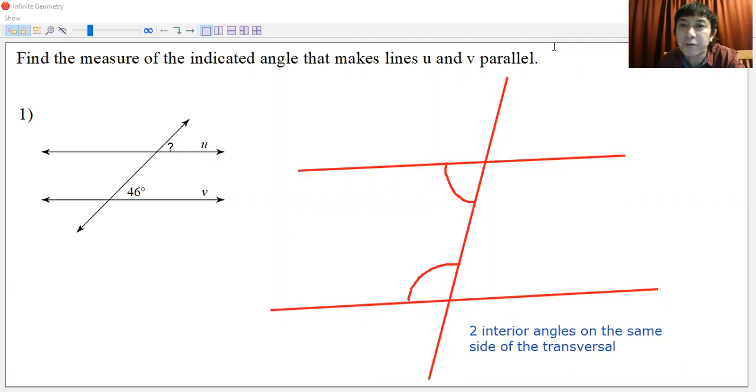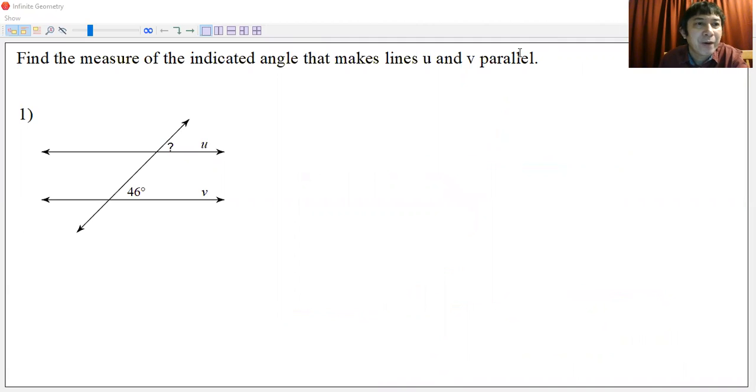So let's start with the first number. The first instruction: find the measure of the indicated angle that makes lines U and V parallel. You can see the configuration of the angles. One interior, one exterior. The unknown is the exterior angle. Now, this pair is called a corresponding angle pair.